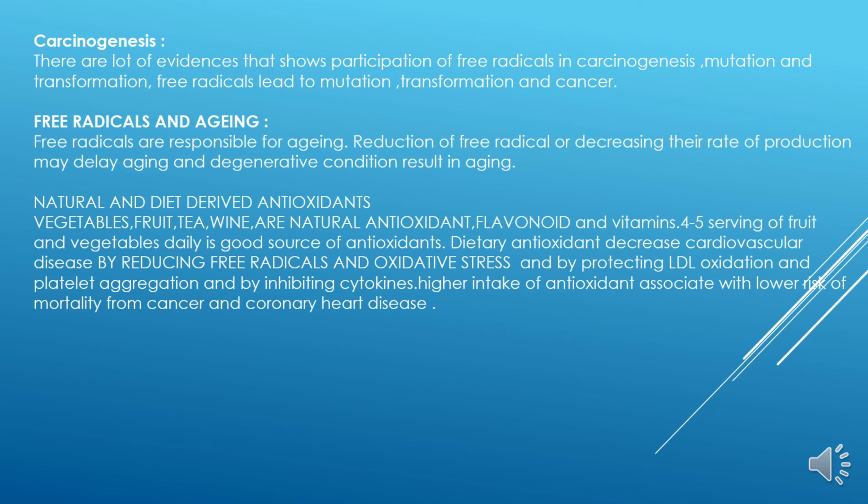Carcinogenesis. There is a lot of evidence that shows participation of free radicals in carcinogenesis. Free radicals lead to mutation, transformation and cancer. Free radicals and aging. Free radicals are responsible for aging. Reduction of free radicals and decreasing their production may delay aging and degenerative changes. Natural diet-derived antioxidants. Vegetables, fruit, tea, wine are natural antioxidants. Flavonoids and vitamins. 4-5 servings of fruits and vegetables daily are good sources of antioxidants.